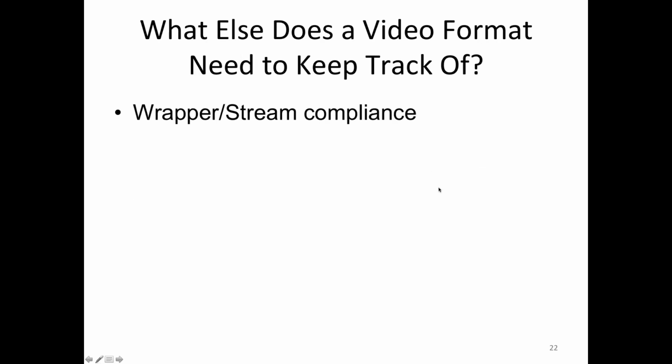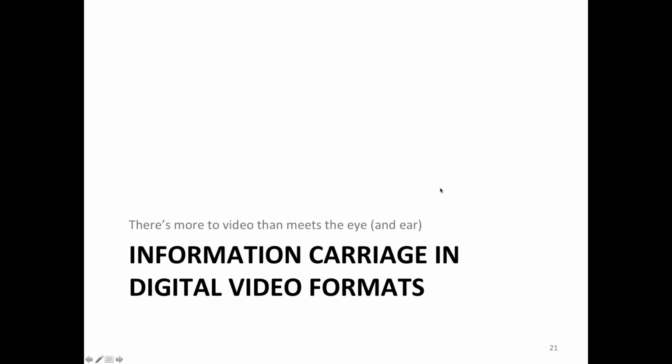Now that we've covered the very basics about the video and audio data, let's move on to some of the other information carried by digital video formats. Many different types of information can be accommodated within a digital video file. These can range from multiple video and audio tracks, closed captioning, subtitles, embedded and inherent metadata, and fixity data.